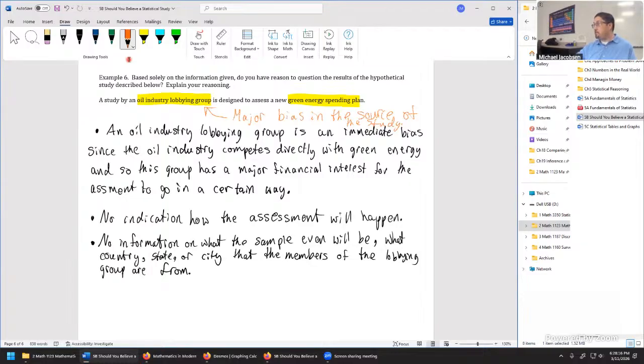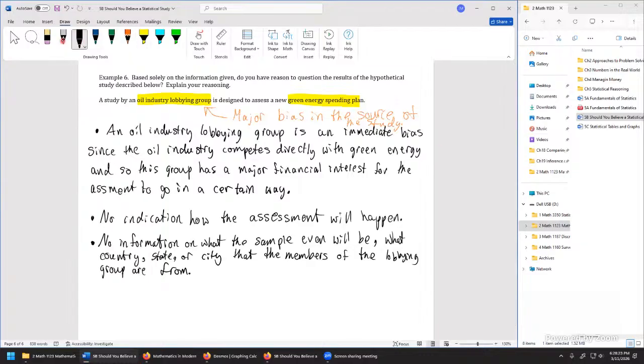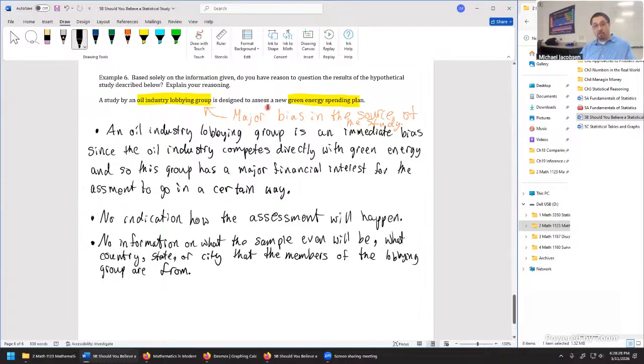Other questions or other comments to go along with this one? It also doesn't say how they designed the study either. Yeah, there's really no information here. All they're saying is they're going to assess. We don't know what the sample is. We don't know who's doing the assessing. What is even the magnitude of this assessment is even going to look like. There's a new green energy spending plan. It sounds like that's something that might be passed by Congress. It's a proposal, but who knows on what criteria this assessment is even going to happen.